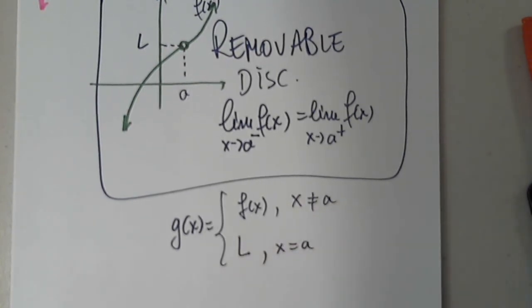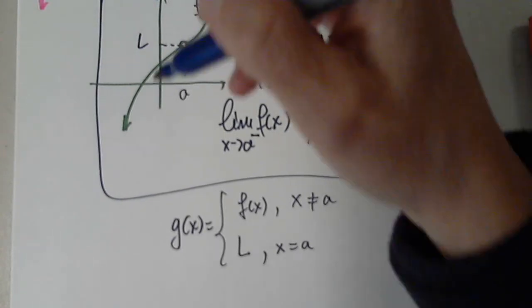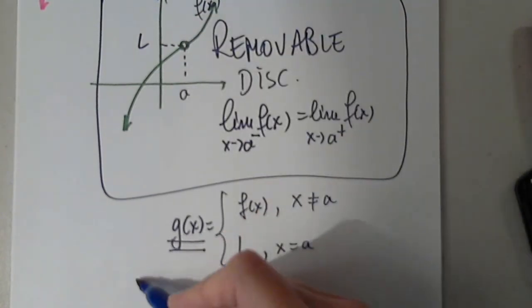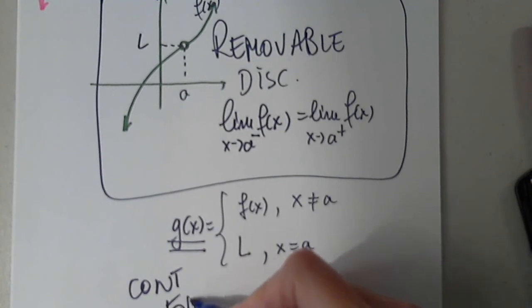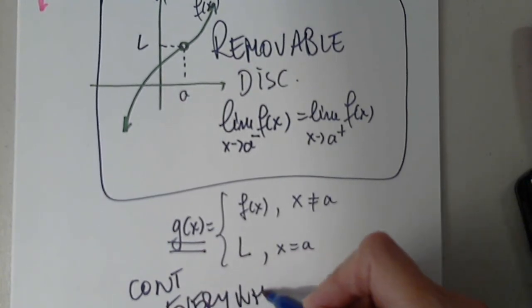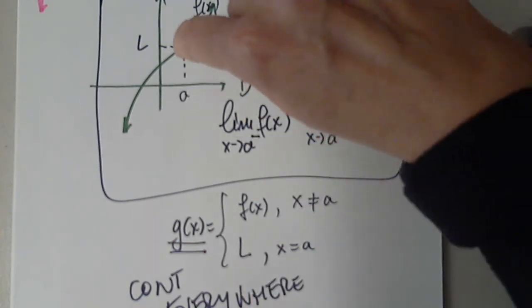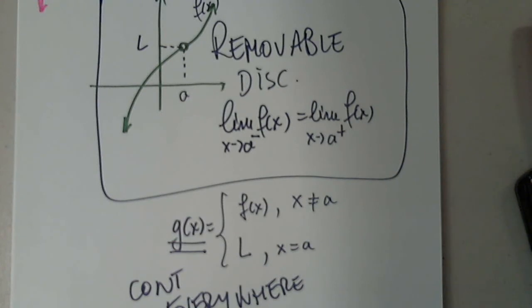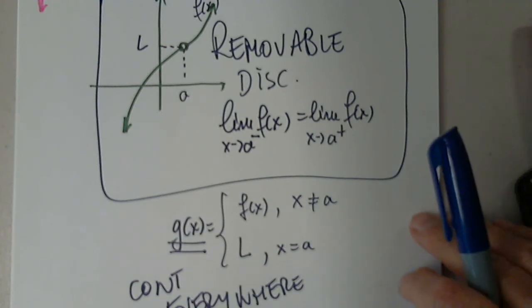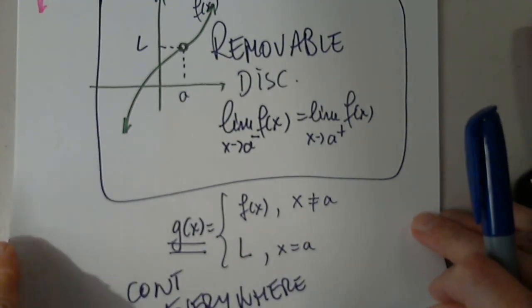And now it's guaranteed. I fill this in. This function, I guarantee you, is continuous everywhere. I made it continuous everywhere by adding this value and filling in that point. So that is a removable discontinuity. Now we also have left and right continuity.